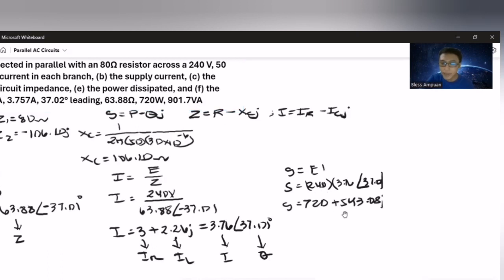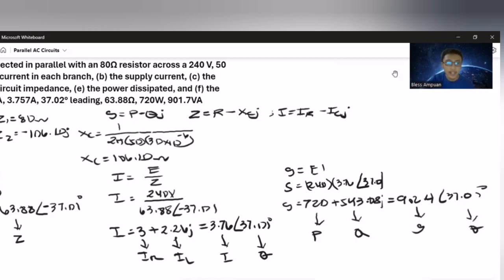So in our problem, if you convert this rectangular form into its polar form, this is equal to 902.4 angle of 37.01 degrees. So this is our true power in watts. 543.08 is our reactive power in volt ampere reactive, or VAR. 902.4 is our apparent power in volt ampere, and still this is our phase angle.